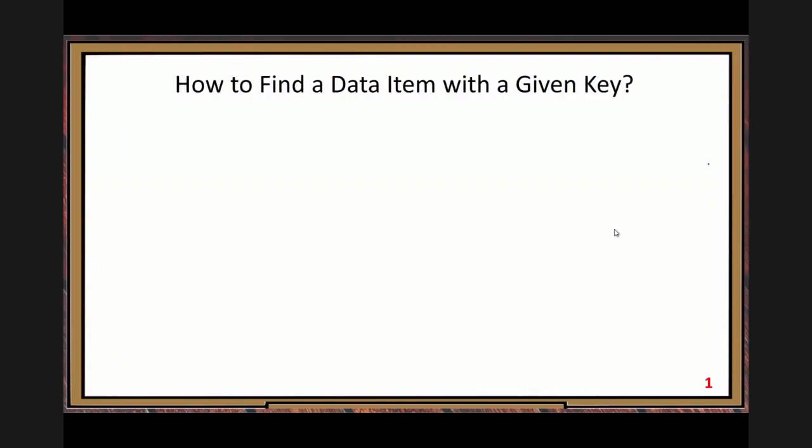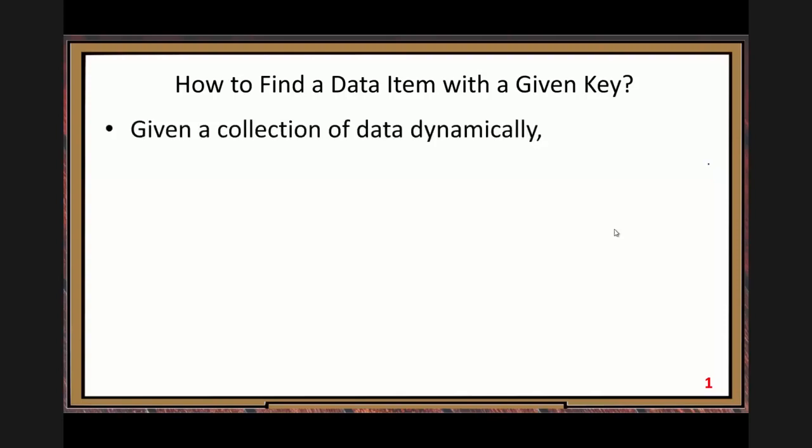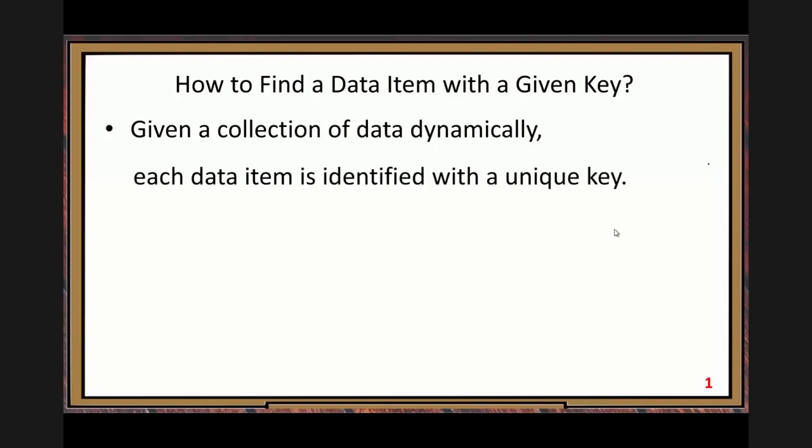How to find a data item with a given key? The main part I'd like to leave to next time, because I don't want to stop in the middle of my story. It's a complete story. Given a collection of data dynamically, each data item is identified with a unique key. So there is a key part and then there is a data part. The key is used for the search operation. You do the search, then the data part is your business part.